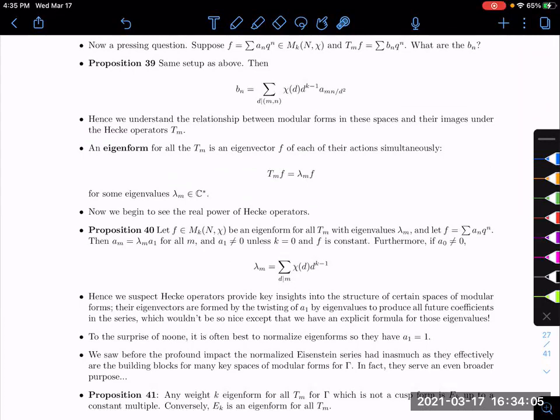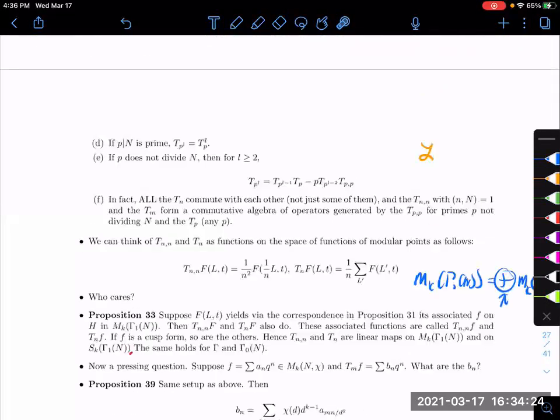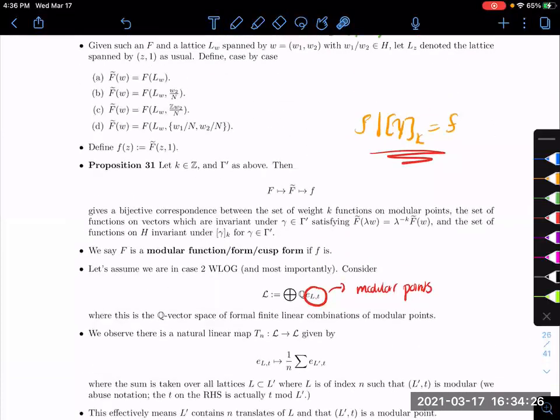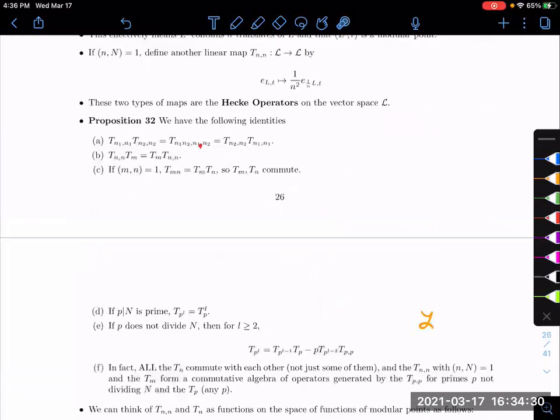We can talk about the notion of an eigenform for a Hecke operator. An eigenform is just an eigenvector for the operator, basically. So we would say an eigenform for all T sub m is an eigenvector F. Maybe it's a modular form, or maybe it's just one of these F's up here under this correspondence. So it's at least something that satisfies a type of automorphy condition.